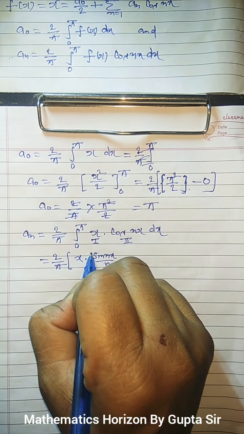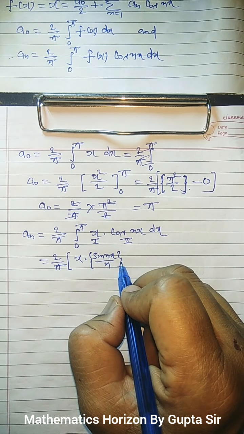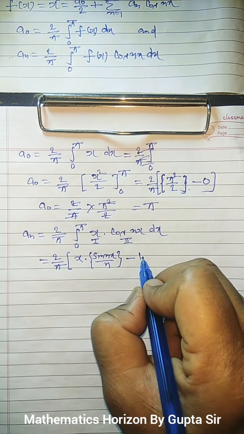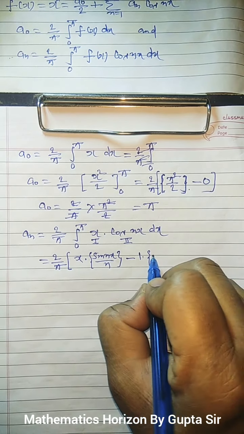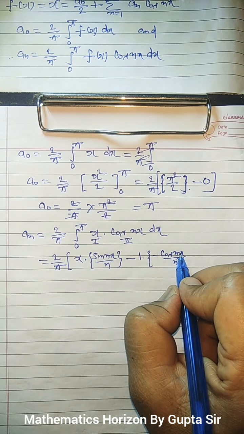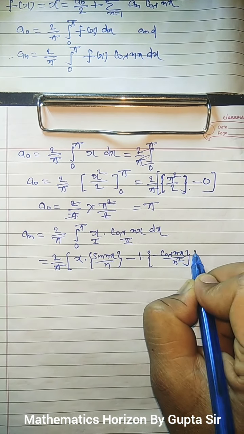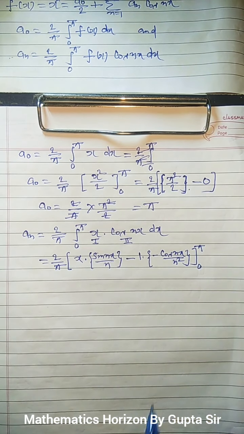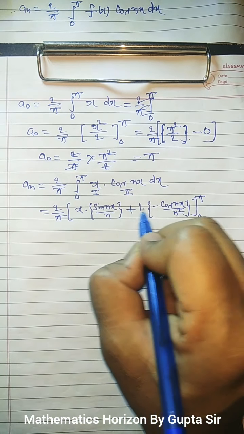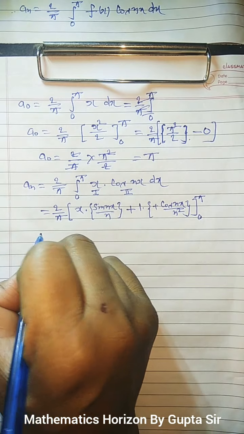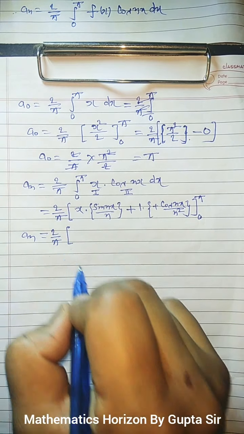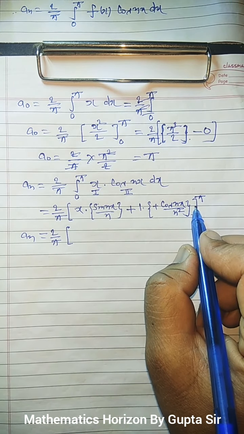sin nx upon n, integration of cos nx is sin nx upon n, minus differentiation of first is 1, integration of this term, that is integration of sin nx upon n is minus cos nx upon n square, and we have limits 0 to pi. Okay. Now here minus minus, we can put plus sign, these two will cancel out, and an is equal to, first we apply the upper limit. Upper limit is x equal to pi.